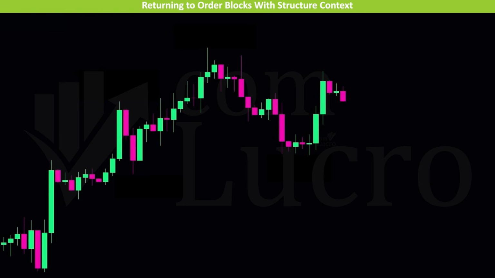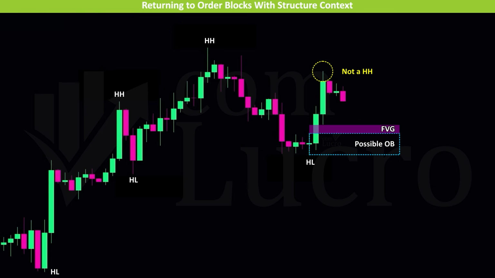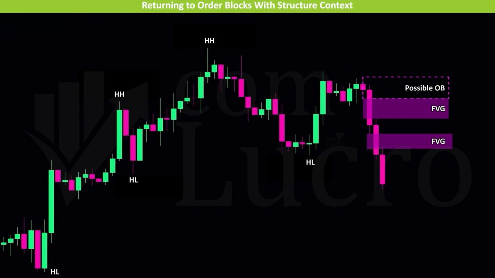In this chart, price is producing higher highs and higher lows, and we can identify a potential order block due to the presence of inefficiency. However, because price has not yet formed higher highs beyond the structure, this order block cannot be considered valid at this stage. After some time, price moves downward and creates another possible order block, this time on the bearish side. This is visible through the strong downward move combined with inefficiency on the red candle.